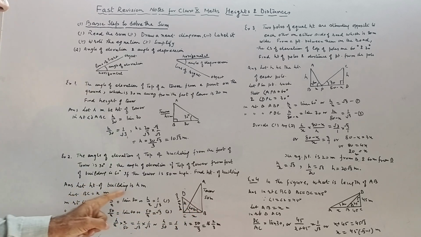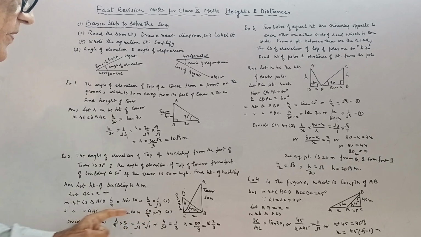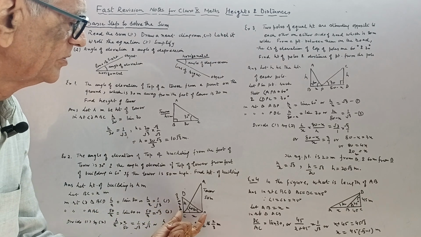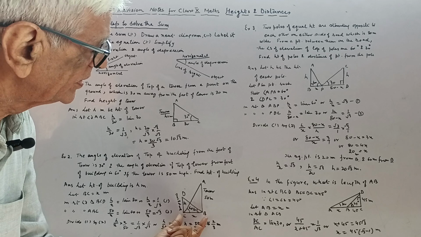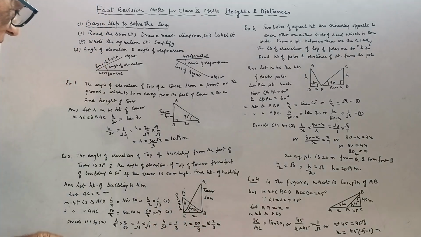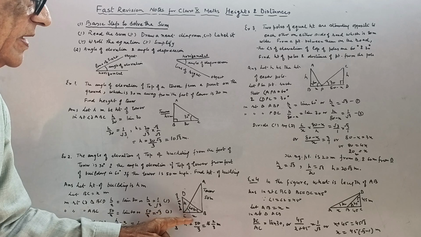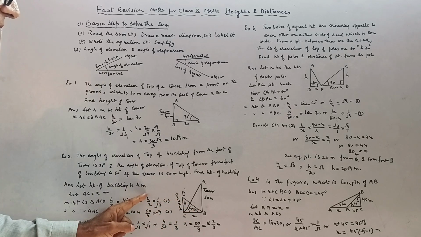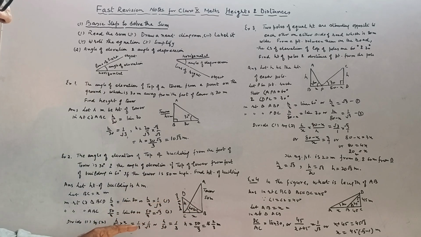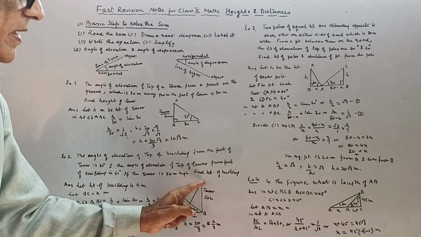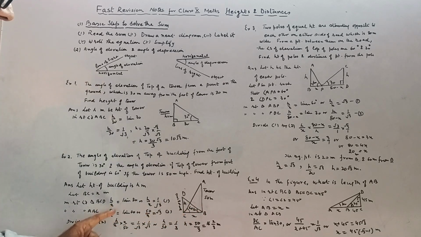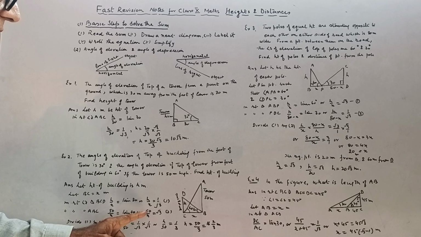Now let height of the building be h meter and we take BC equal to x meter. Now in right angle triangle BCD, h by x is equal to tangent 30, h by x is equal to 1 by root 3. In right angle triangle ABC, 50 over x is equal to tangent 60, 50 by x is equal to root 3.